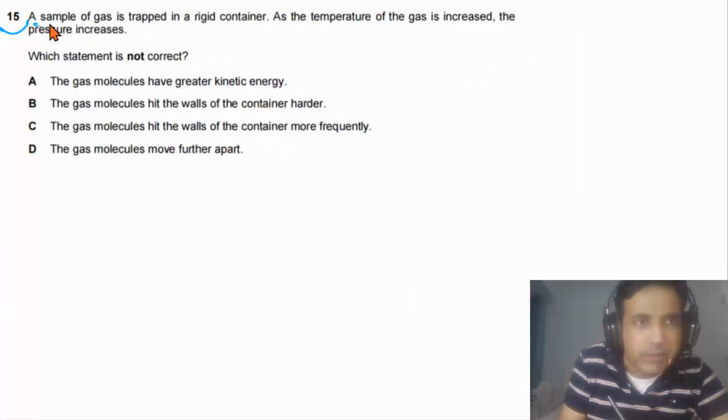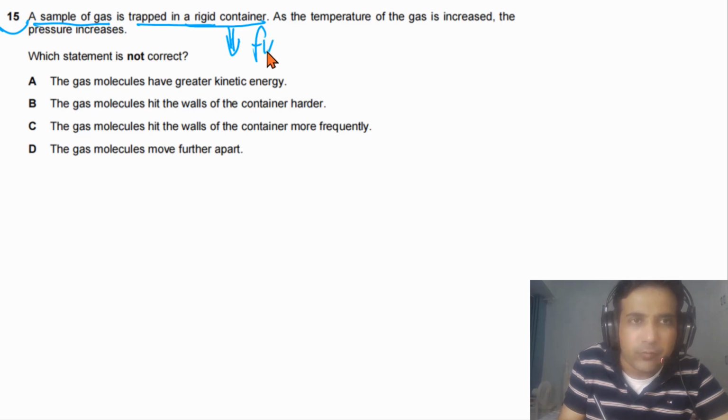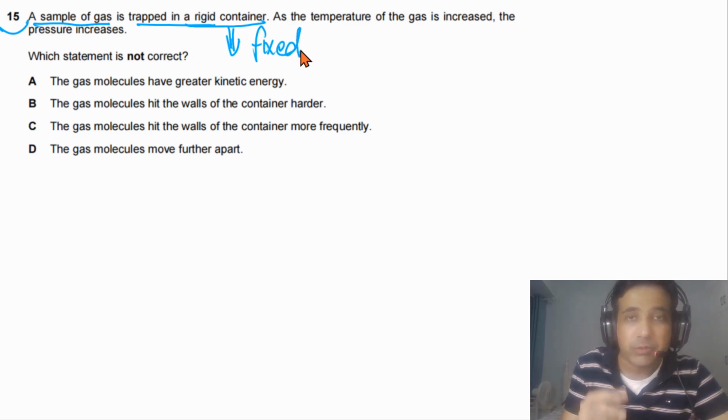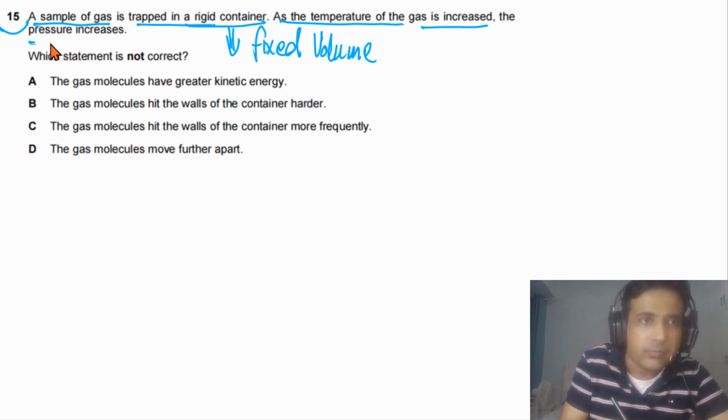Question 15 says a sample of gas is trapped in a rigid container. Rigid container means fixed volume. So this is the point you need to understand. Rigid container means volume is fixed. As the temperature of the gas is increased, the pressure increases. Which statement is not correct?